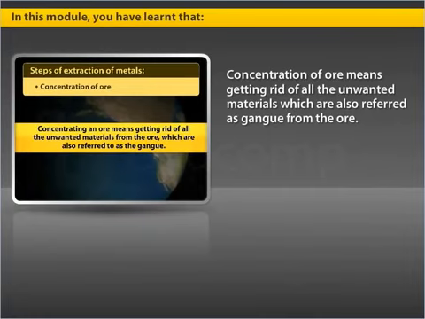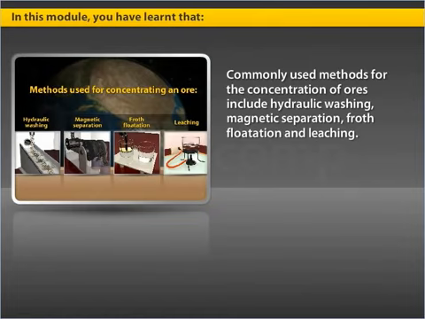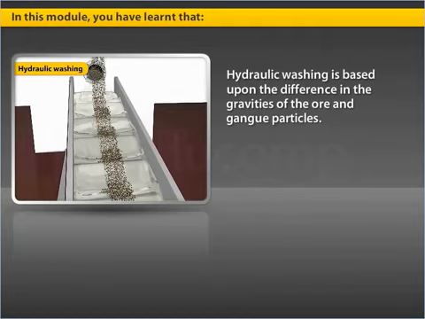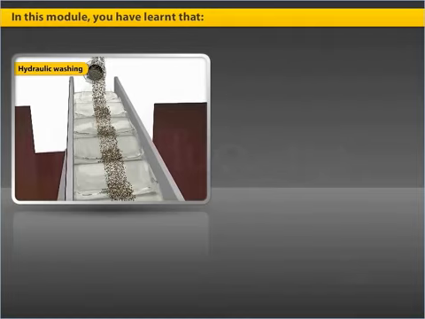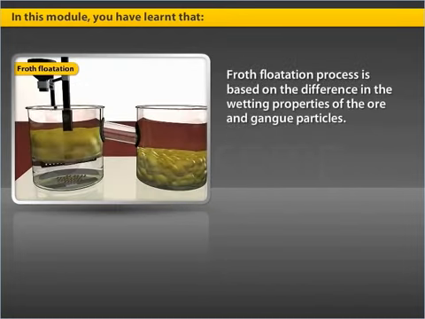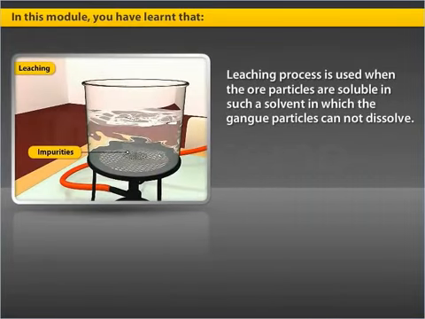Concentration of ore means getting rid of all the unwanted materials, which are also referred to as gangue, from the ore. Commonly used methods for the concentration of ores include hydraulic washing, magnetic separation, froth flotation, and leaching. Hydraulic washing is based upon the difference in the gravities of the ore and gangue particles. Magnetic separation is based on the difference in the magnetic properties of ore and gangue particles. Froth flotation is based on the difference in the wetting properties of the ore and gangue particles. The leaching process is used when the ore particles are soluble in a solvent in which the gangue particles cannot dissolve.